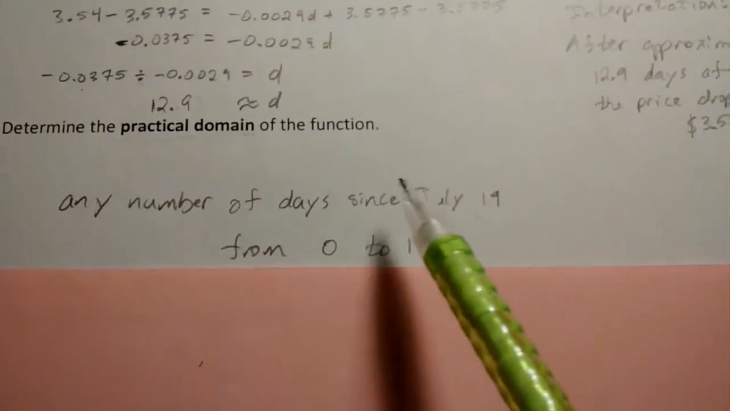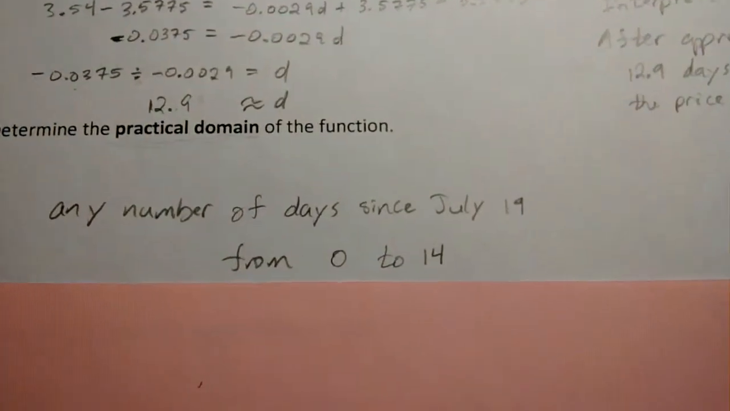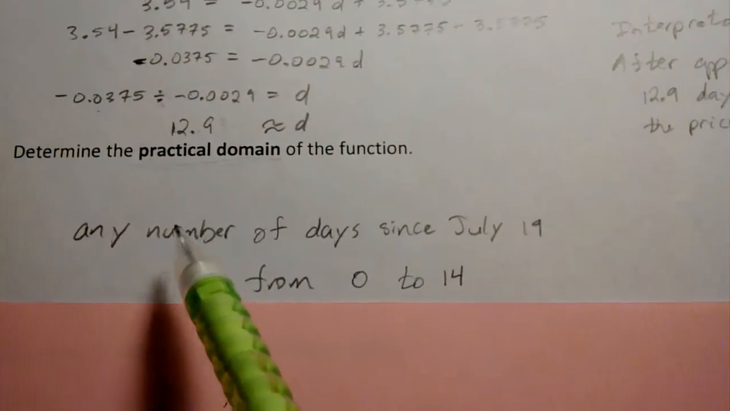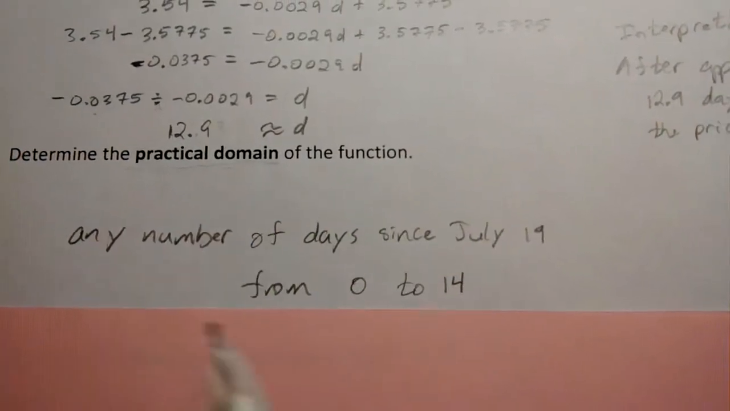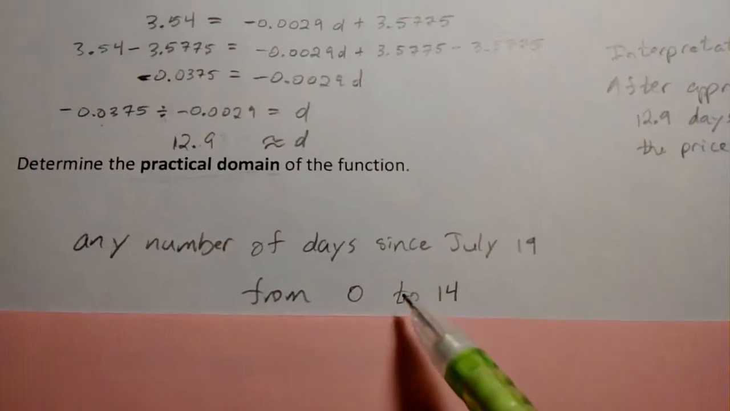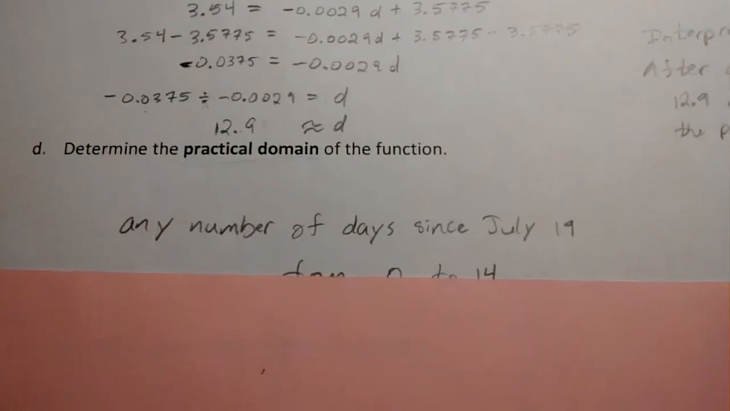You could have said any whole number from 0 to 14 and been okay. I always like to use the description of the input variable to help the audience know what we're talking about in terms of replacement values. So, hopefully that helps.